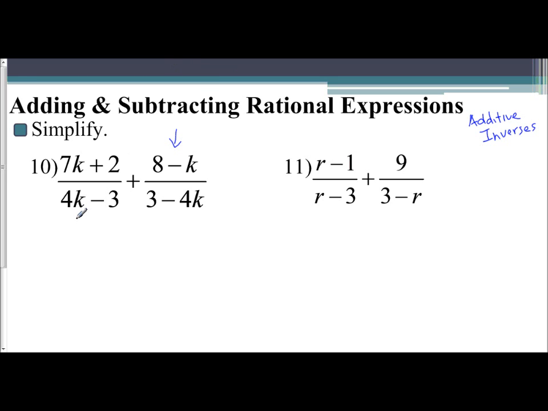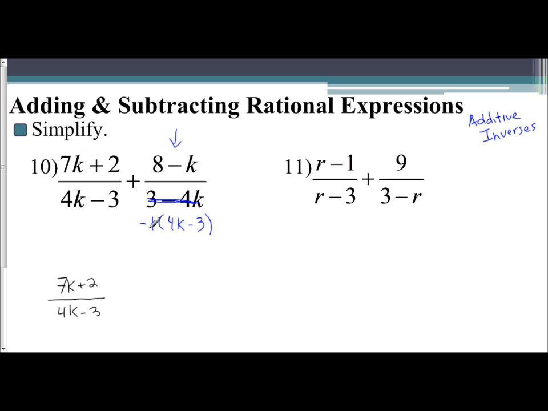So I'm going to keep the first fraction exactly the same. I have 7k plus 2 over 4k minus 3. What I am going to do is use my additive inverse to flip this bottom one around. So I'm going to write it down underneath it first, and then we're going to see maybe a shortcut to help us out. So when you do that, remember you factor out a -1, and that flips the positions of the numbers around the minus sign. And so really the bottom is -1 times 4k minus 3.